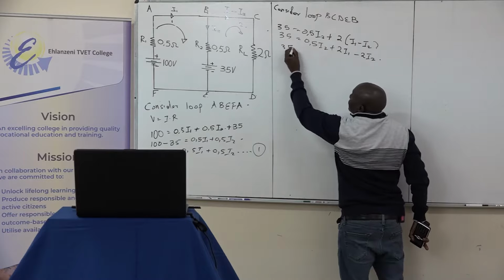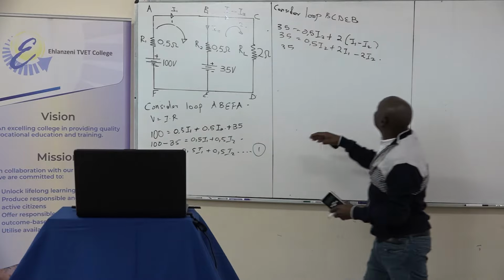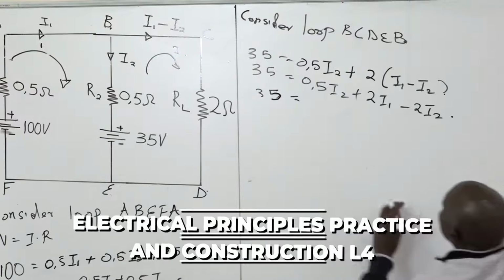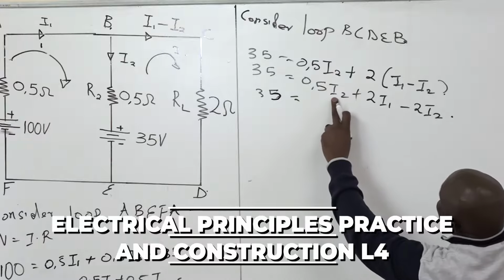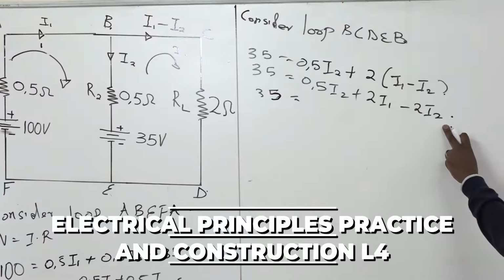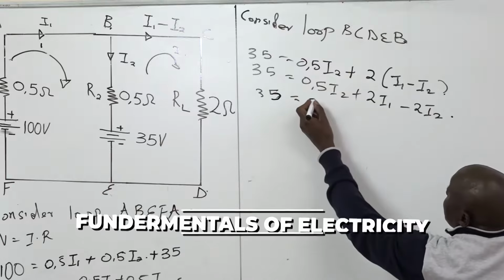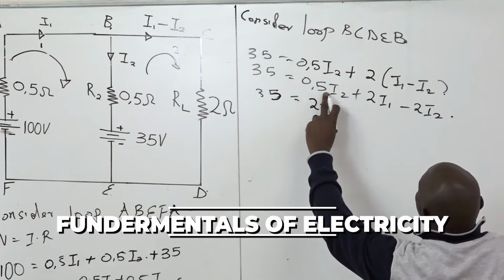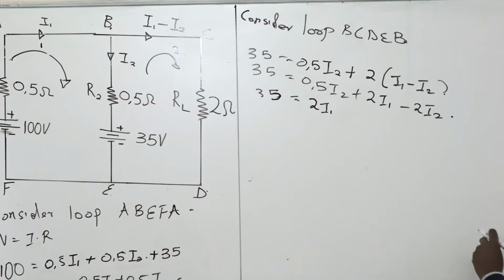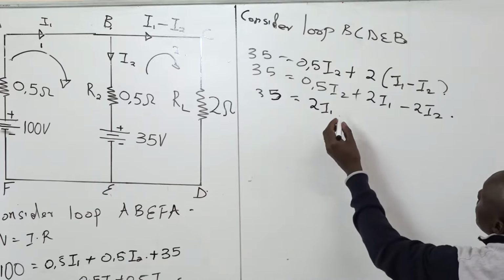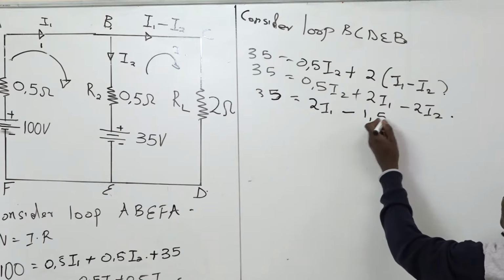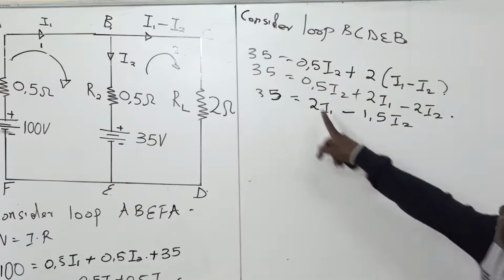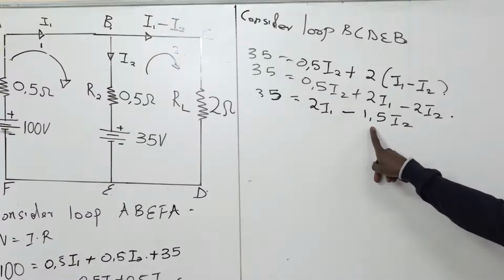From the previous loop that we did, we've been told that we need to group the like terms together. So now let's look where the like terms are. I'm having the I2 and I2. So I will say that I'm having 2 I1 and 0.5 minus 2. What is going to be there? I will have a minus 1.5 I2. That will be part of my equation, because 0.5 minus 2 is minus 1.5.